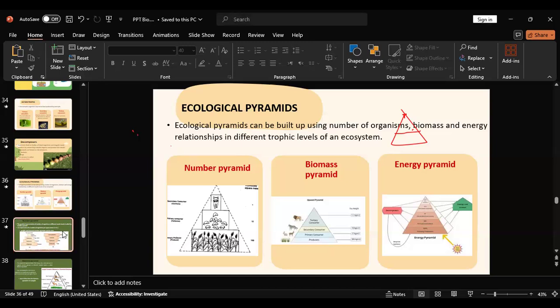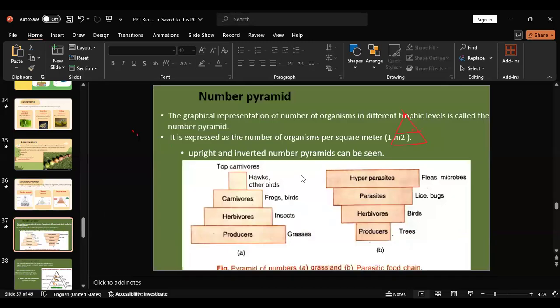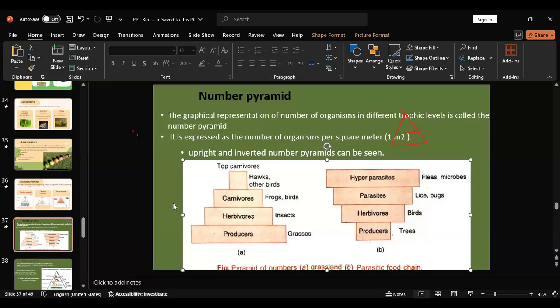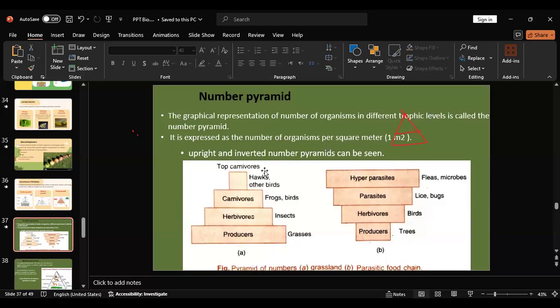in the number pyramid, we are talking about the numbers of organisms, how many organisms there are in a particular food chain. Normally you take a food chain: in the first trophic level you count how many producers there are, then how many herbivores in the second trophic level, then the third trophic level, and then you make the pyramid, so it will look like this. Sometimes the number pyramid can be inverted also.